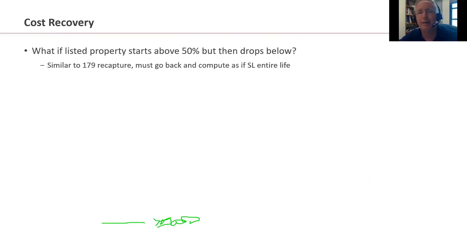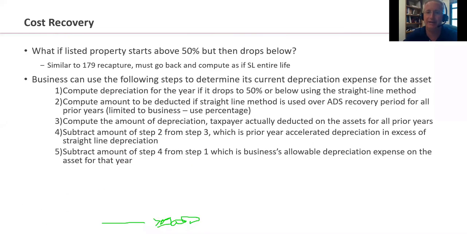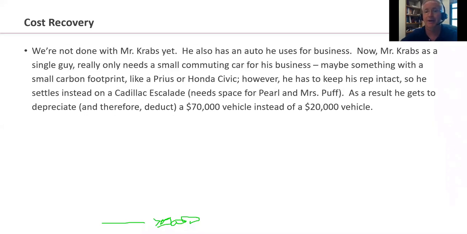So what if listed property starts above 50%, but then drops below 50%? So this is similar to Mr. Krabs and his computer, right? So I used it in year one, it was listed property, right? And I took, you know, accelerated depreciation, but then by year two, I was using it less than 50% for business. The same sort of recapture rule applies. You have to go back and compute it as if it was straight line the entire life. So again, there's a cool homework problem on that. These are the steps you follow. I'm not going to get into it.